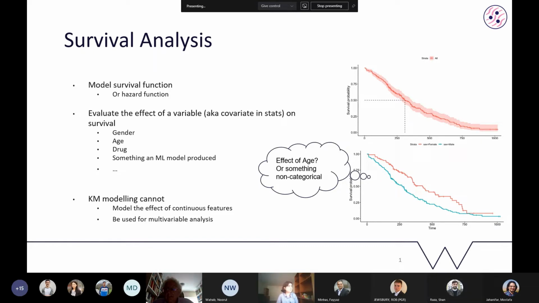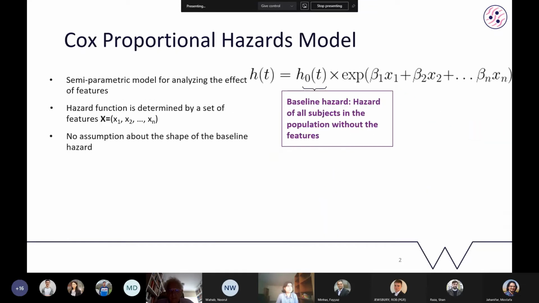So Kaplan-Meier modeling cannot model the effect of continuous features, and as Noor has already mentioned, multivariable analysis is hard to perform there. So for that purpose, we have several semi-parametric and parametric models in the literature. There is a long list of those methods, but we'll be discussing the one you'll most frequently come across in the literature, and that is the Cox proportional hazards model.